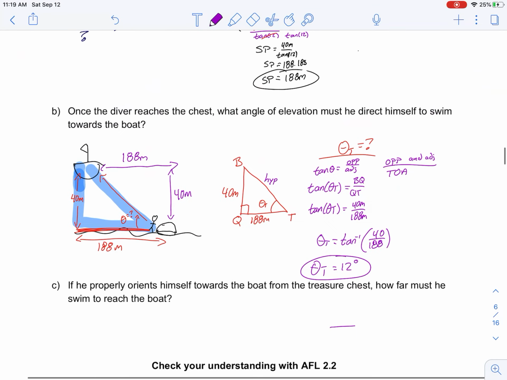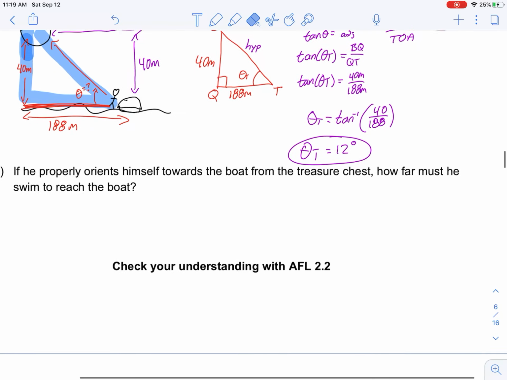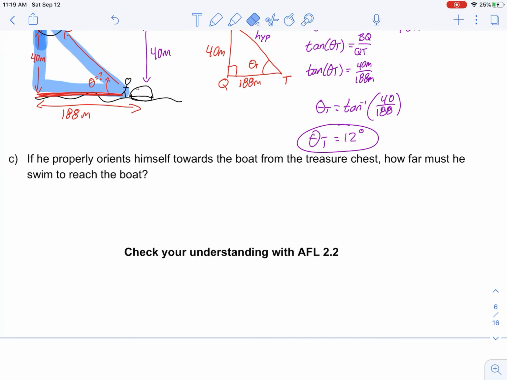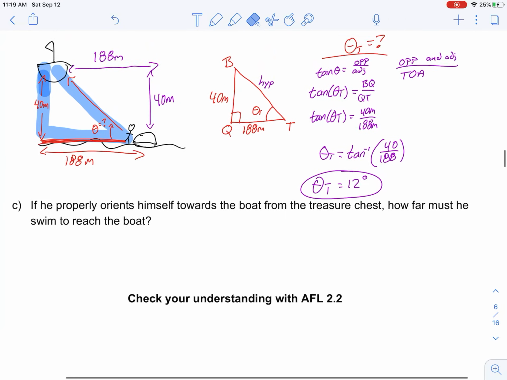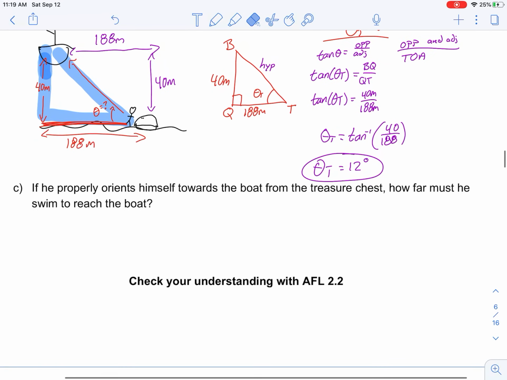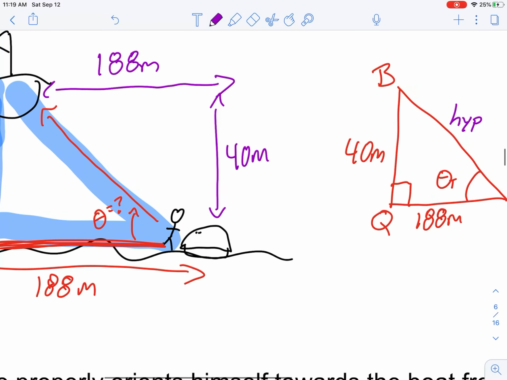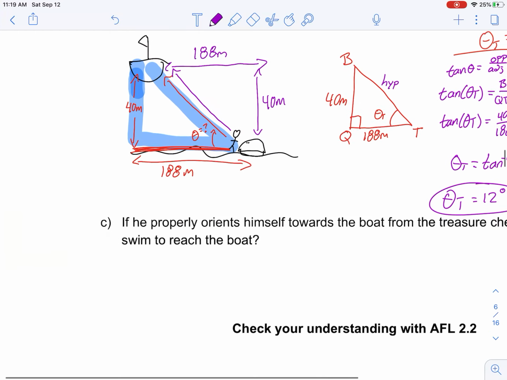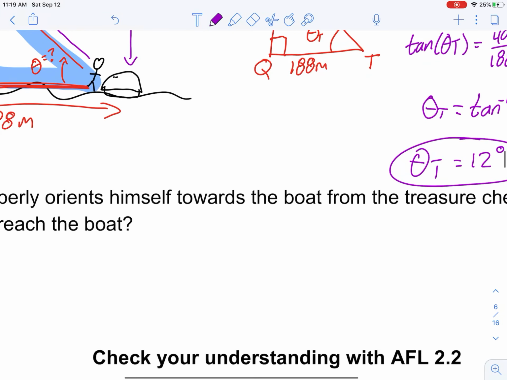Okay. So remember, if you maybe got lost somewhere, you can obviously just rewind, rewatch the video. If things are really not making sense, take down all your notes, come in and ask questions. Okay. Now, if he properly orientates himself towards the boat, aka he does in fact show himself to be aiming 12 degrees, how far must he swim? So we're dealing with the same triangle here, but now we just want to know how far he would have to swim if he actually angled himself properly.